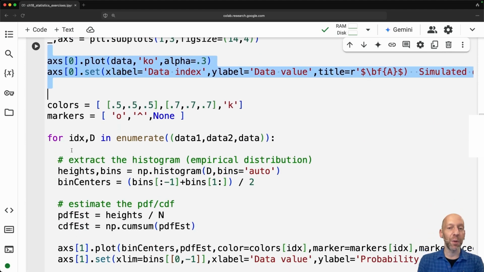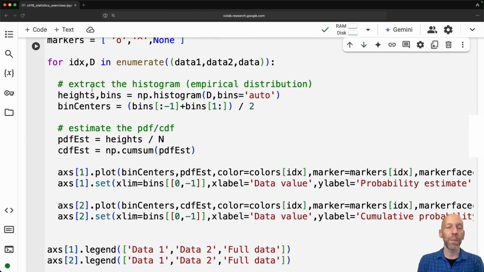That is very straightforward. Now we need to show the PDFs, the empirical PDFs and the empirical CDFs for each of the three data sets. So I'm doing that in a for loop where I loop over the three different data sets: data 1, the logistic data set, the Wald data set, and the combined data set. I'm using numpy.histogram for the data, variable d, inside this for loop.